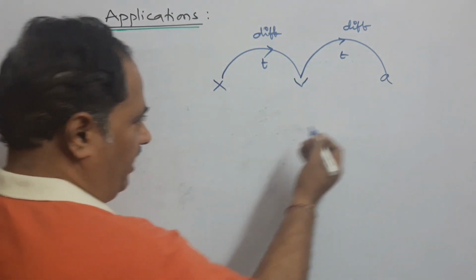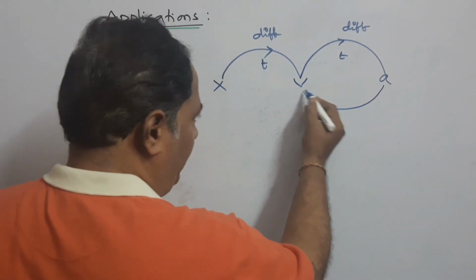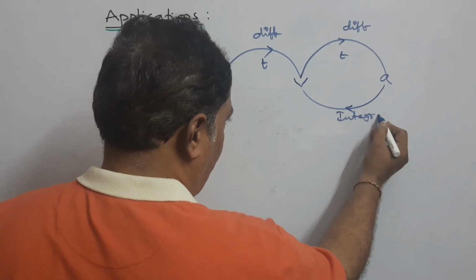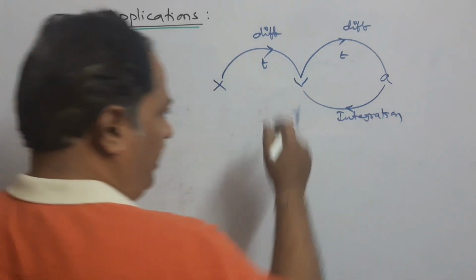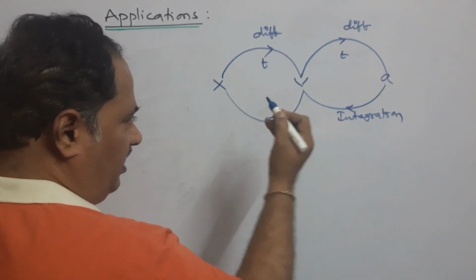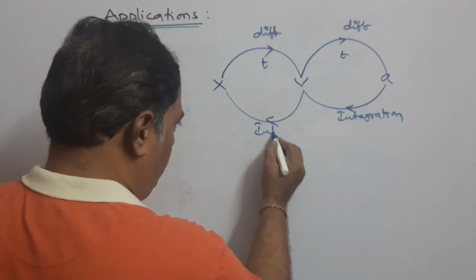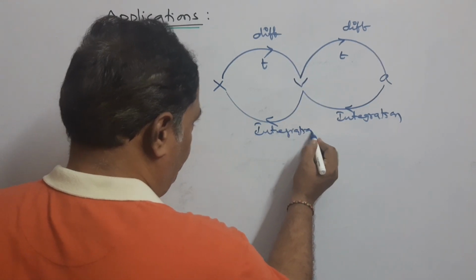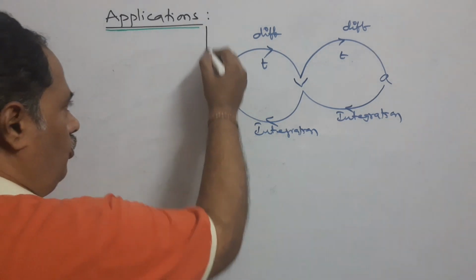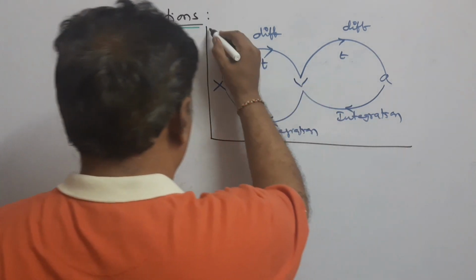Now I am coming back. You are integrating that acceleration. This is nothing but integration. You are able to get velocity. If you want to integrate that velocity, you are able to get displacement. Therefore, this method is known as the loop method.